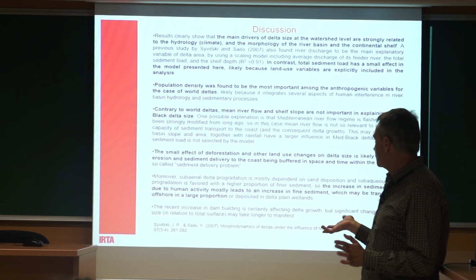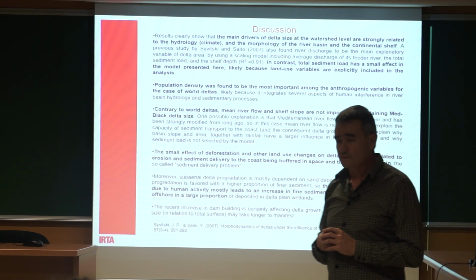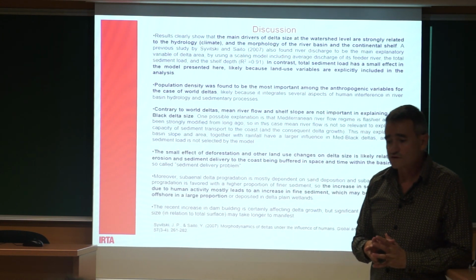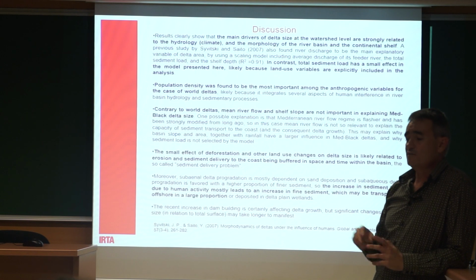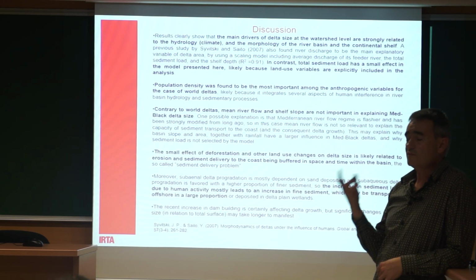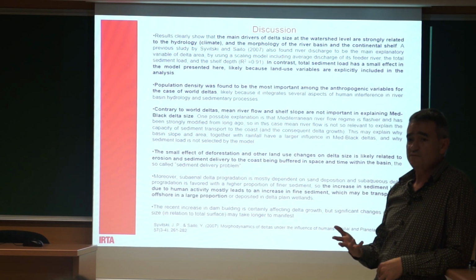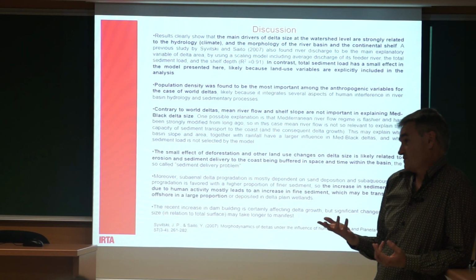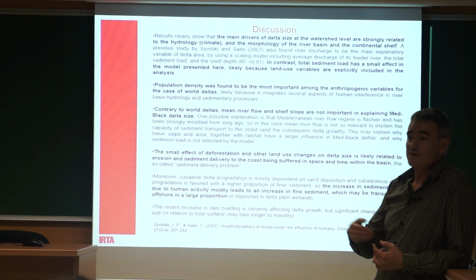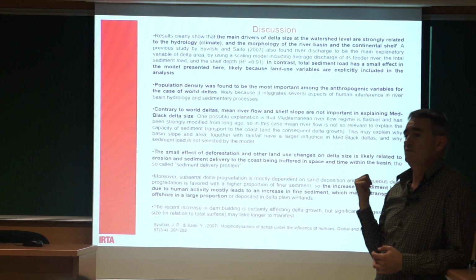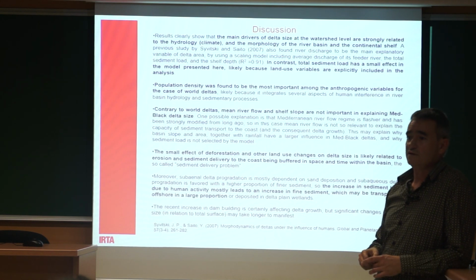In any case, it was interesting to see that the main effect was mostly the climate driver. So that means that if the climate changes in terms of, for instance, rainfall, and that influences the mean flow of the river or the floods, the amount of floods and the magnitude of floods, then we will have a strong effect on the delta.